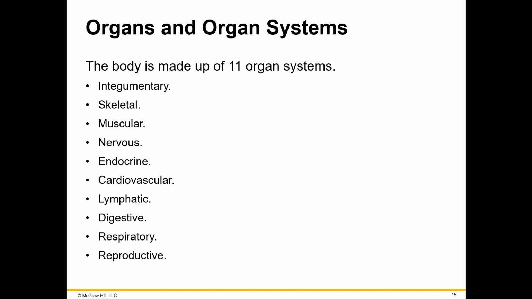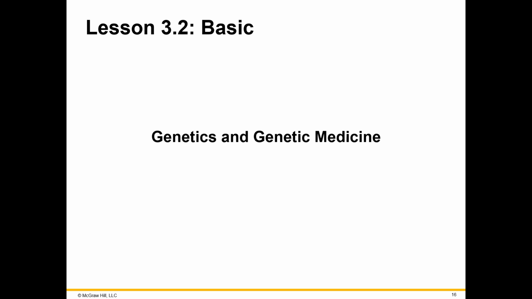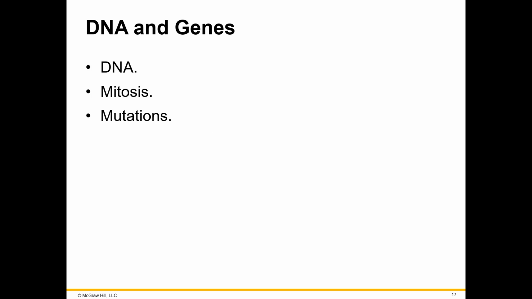The body is made up of 11 organ systems: the integumentary, skeletal, muscular, nervous, endocrine, cardiovascular, lymphatic, digestive, respiratory, and reproductive. Next, we're going to talk about genetics and genetic medicine. DNA: there are 46 molecules of DNA inside the cell nucleus. Information is stored as a code of 4 chemical bases.